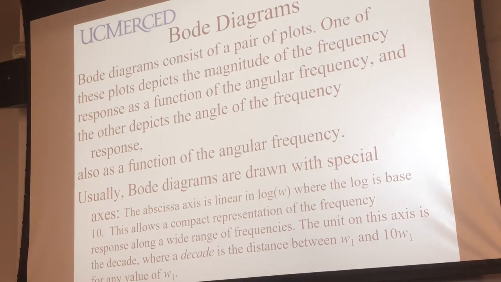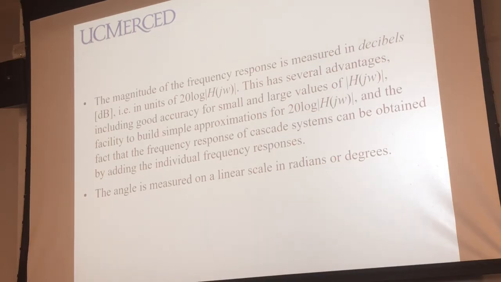The natural log is Ln. The magnitude of the frequency response is measured in dB, so we should use log 10 of the magnitude. So this is dB. I already explained to you why it is 20, where the 2 is from. Do you still remember?